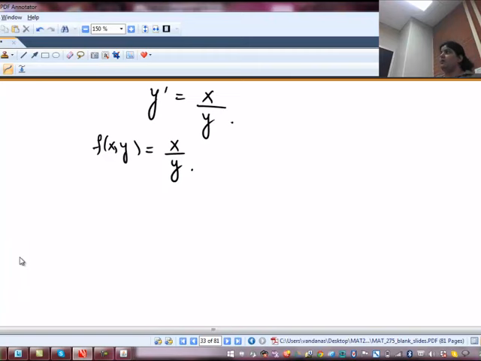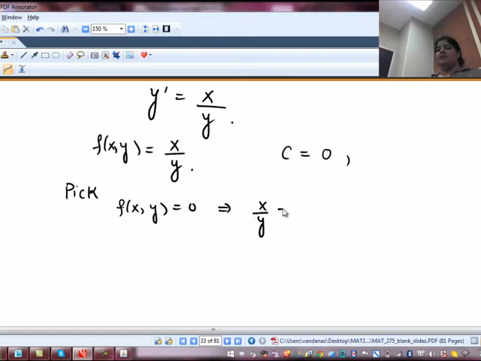Okay. I will consider x over y, I will pick c to be 0. So f of xy is equal to 0. That will imply x over y is equal to 0, which implies x equals 0.